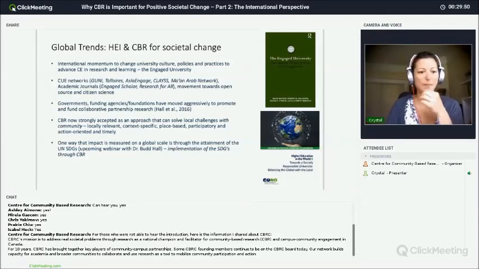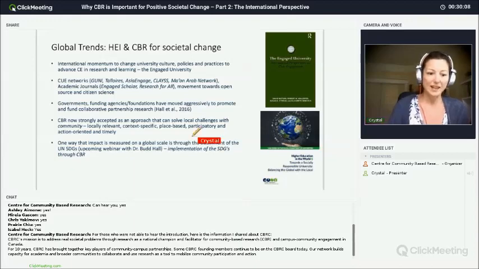So we're seeing this call both within the community, but also from governments, funding agencies, and foundations, all moving towards this architecture of partnership research and collaborative partnerships.